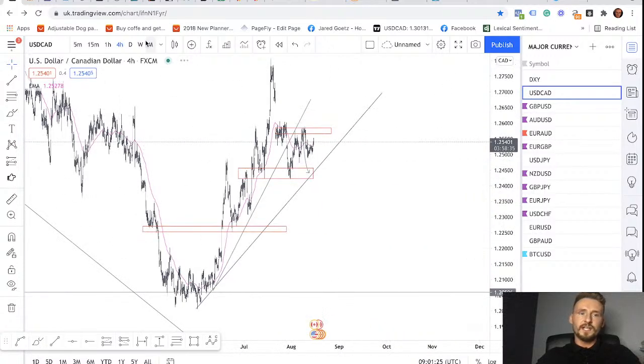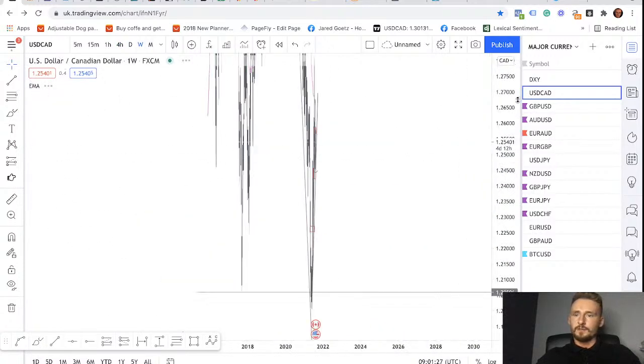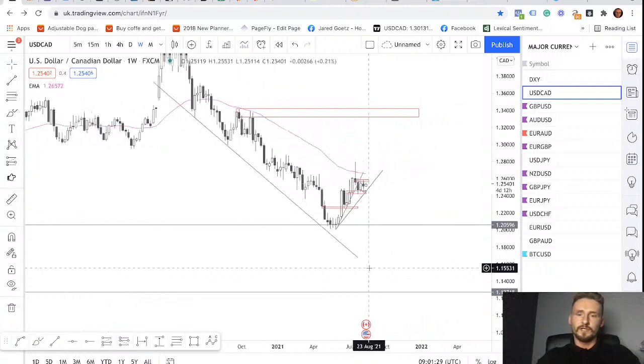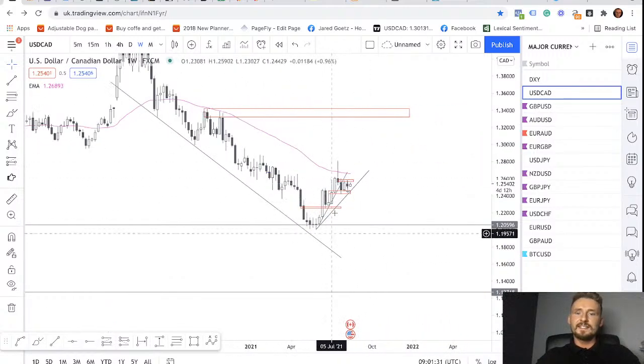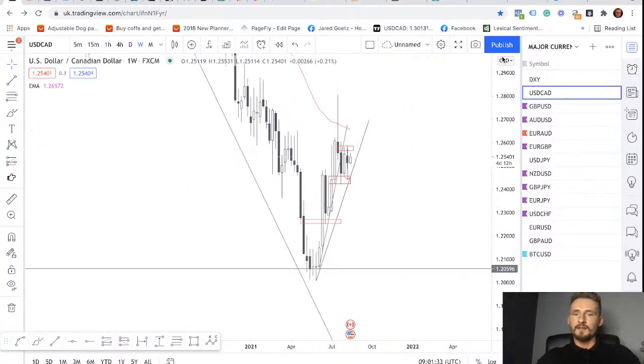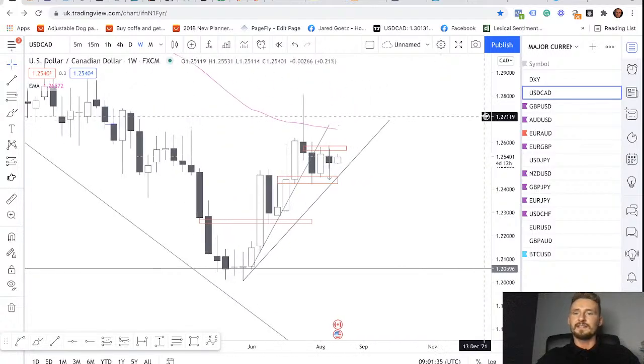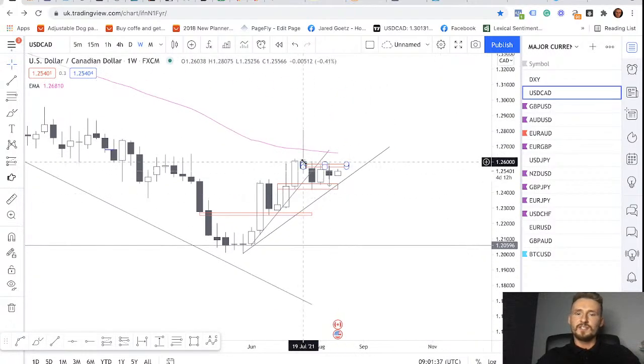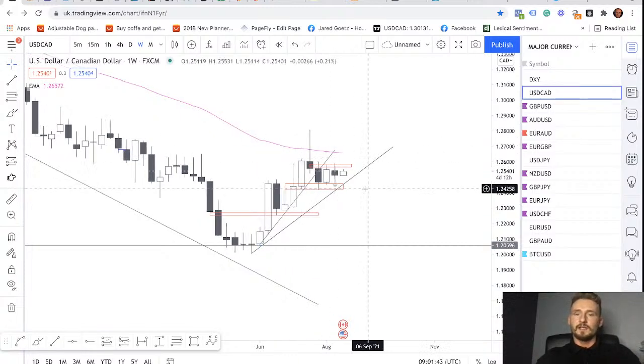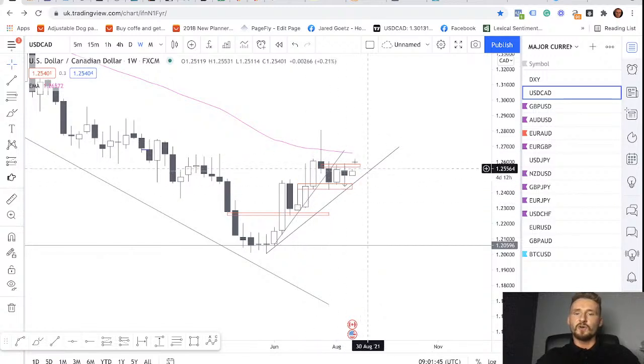And again, we always start with the weekly, okay? What happened last week? Okay, so we did see that nice shooting star candle a few weeks back that we thought was going to continue that dollar weakness. We are seeing price action stay under that 50 weekly EMA, and we have started consolidating in this range.